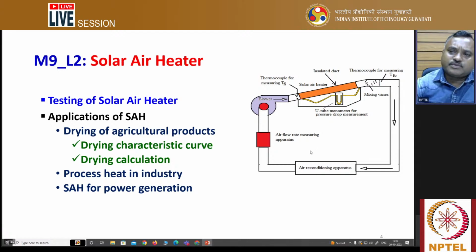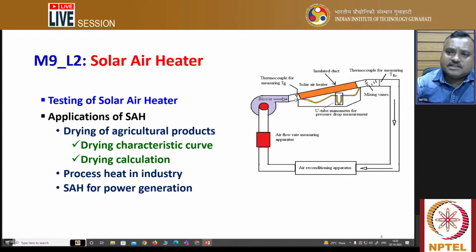For example, the figure we have shown here is a setup by which solar air heaters can be tested. For that, we need a solar air heater to be tested, a blower because we need to blow the air, then a rotameter to know the airflow, and some kind of regulating valve, then air conditioning apparatus and mixing vanes. And of course, we need some more instrumentation to measure temperature and flow rates.